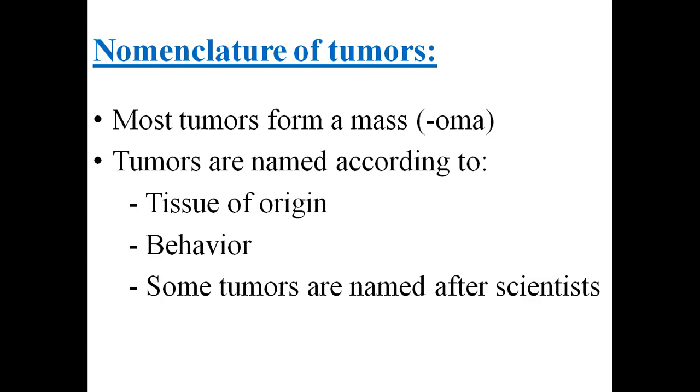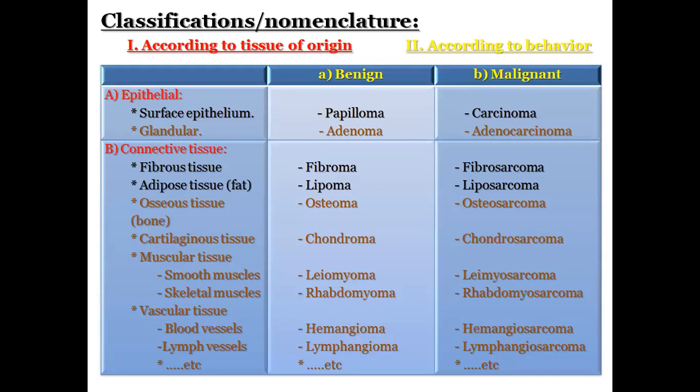Let's clarify more. Here in this table, let's look at the connective or mesenchymal tissue. We have bone as a type of mesenchymal tissue, right? Bone in Latin is called osseous tissue. So when a tumor arises from osseous tissue or bone, it is called osteoma. Oma means swelling or mass. Osteo means bone. So osteoma is the mass that arises from the bone. It is a benign tumor.